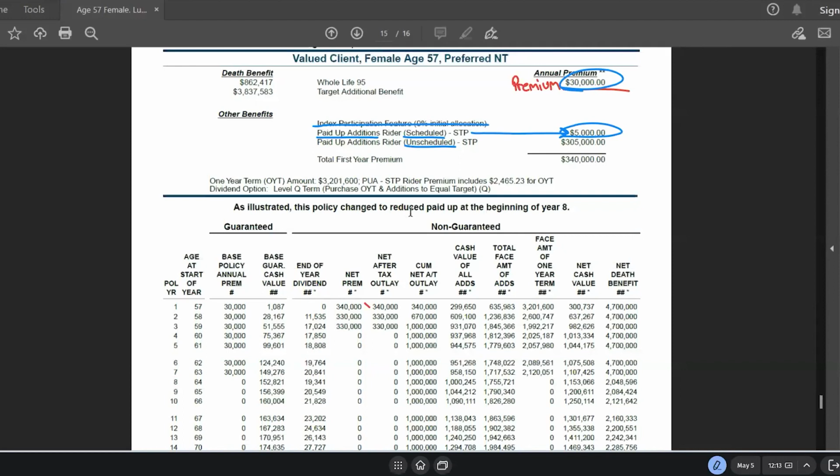Why we set it at $35,000 is because that scheduled PUA first covers the cost of the term insurance. OYT represents 1 year term. And then the rest is allocated toward PUAs to build cash value. Now, very, very quickly, the purpose of term insurance with a life insurance policy has to do with that MEC limit.